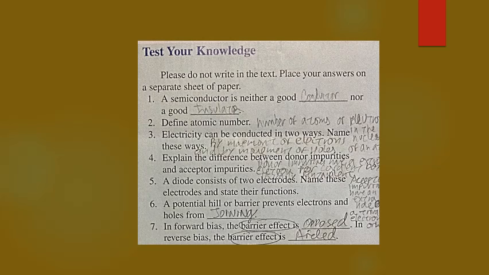Question 5. A diode consists of two electrodes. Name these. And that is the cathode that emits or gives off electrons, and the anode, which collects electrons and puts them to use. Question 6. A potential hill or barrier prevents electrons and holes from joining. Question 7. In forward bias, the barrier effect is opposed. In reverse bias, the barrier effect is aided.